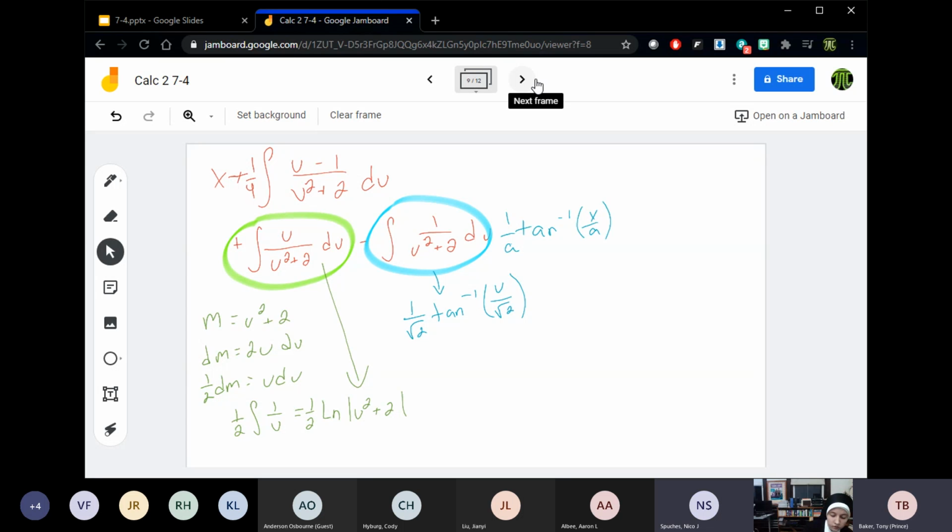How do you determine what a is? It's always the x squared plus a squared. This only works when you have the x squared plus a squared. So in this case, a squared was 2, so a is the square root of 2.